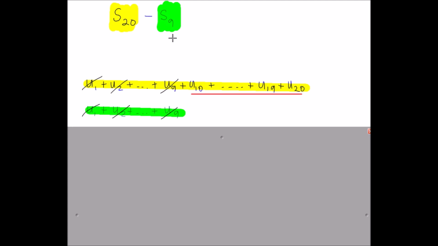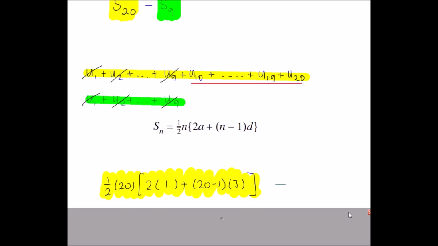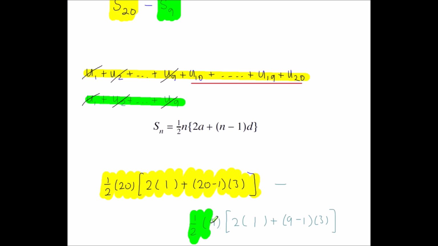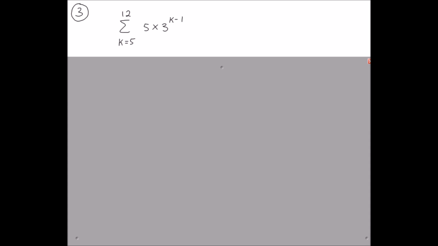S20 and S9 we can easily calculate using the formula. So here's the formula, and for S20 we substitute our values in, we get these, and then for S9, the sum of the first 9 terms, we get these values, and then if we subtract those, we get 473.